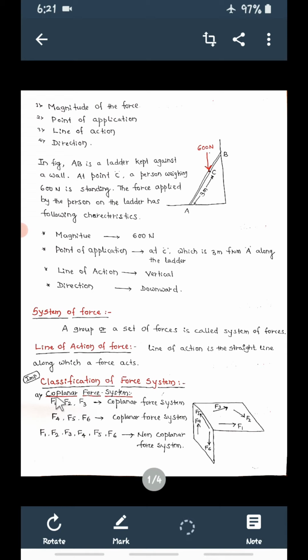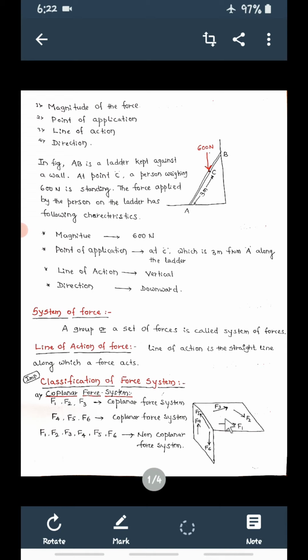Now what do we mean by coplanar? Co means same plane or single plane. The forces which are acting along the same plane are called a coplanar force system. Take an example here. This is one plane, and this is another plane. Some forces like F1, F2, F3 are acting on this plane.